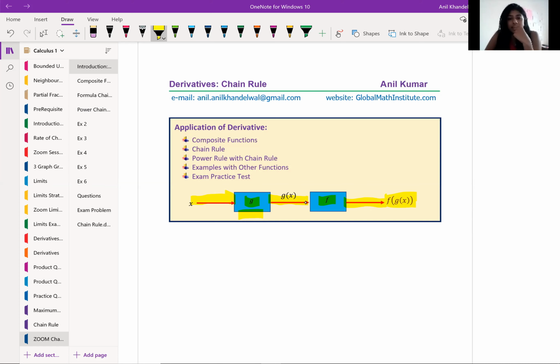As far as the range is concerned, the range will also be a subset of the range of f, because f may not get all the elements in its domain, right? And therefore, its range will be at the most equal to the range of f or a subset of those values. Is that clear to you? Now, we'll take up these composite functions, and once we have them, then we'll apply the chain rule to find the derivatives, that is gradients. We have already seen the power rule in combination with the chain rule, but we'll take some questions to practice, and then we'll take some other examples and an exam practice test. Okay? Begin with the composite functions.